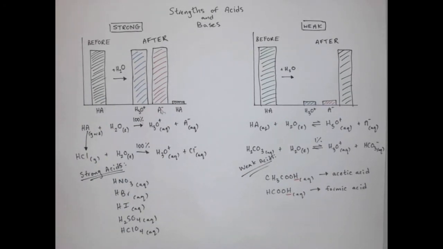So remember, strong acids are complete ionization, whereas weak acids will be very, very minimal, much less than 100%. Realistically, we're looking at maybe close to 1% and smaller. So there you go. That's the difference between strong acids and weak acids.